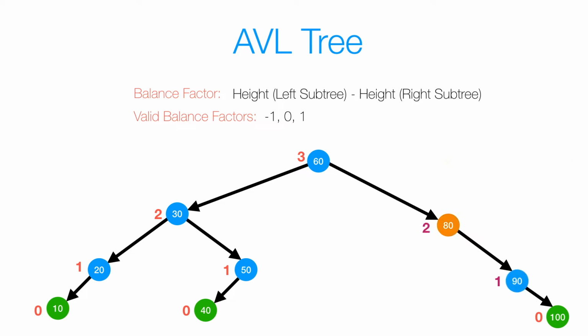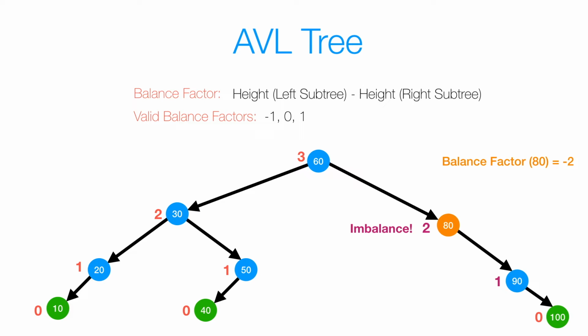As we go up to 80, its height is going to change to 2. Its left subtree has a height of -1, and its right subtree has a height of 1. Now the balance factor is going to be -1 minus 1, which we know results in -2. So what we have here is an imbalance, because this is not a valid balance factor, right?